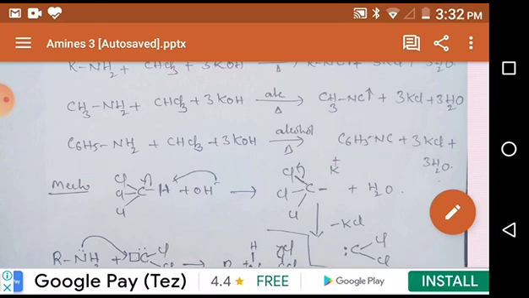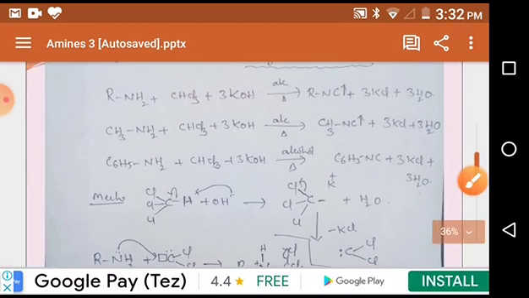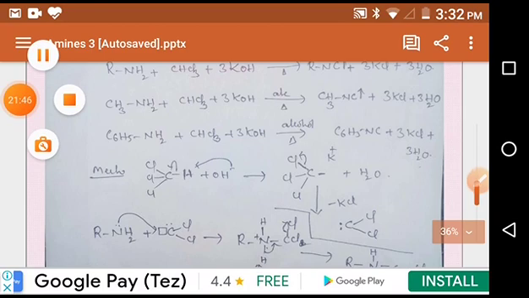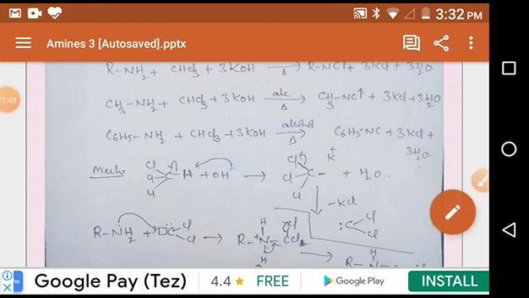So in general, aliphatic or aromatic primary amines, when they react with chloroform and alcoholic KOH, evolve a foul smelling gas, isocyanide. That's why by observing the smell of the gas, we easily identify or differentiate primary amines from secondary and tertiary amines. So what is the mechanism?